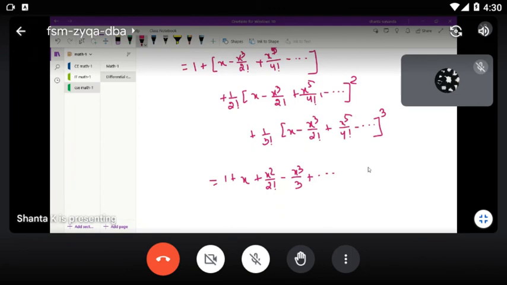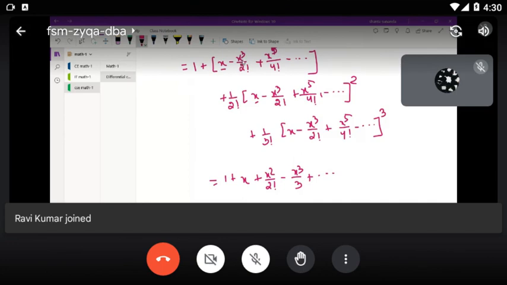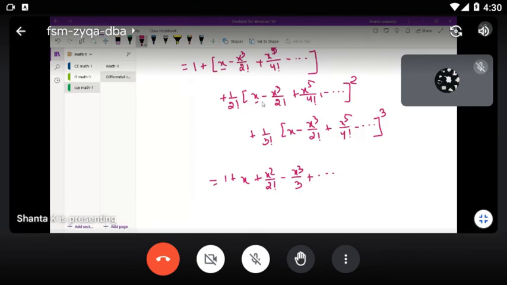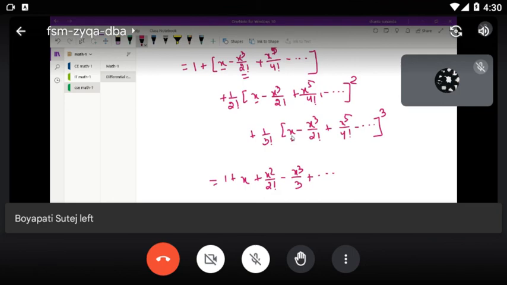So the rest of the terms will have higher powers. You got it? So only the first term we took here. Here the x square term we got, and this x cube by 2 factorial. Here the second term will have power x power 4, and here the first term will have x cube. So this x cube.